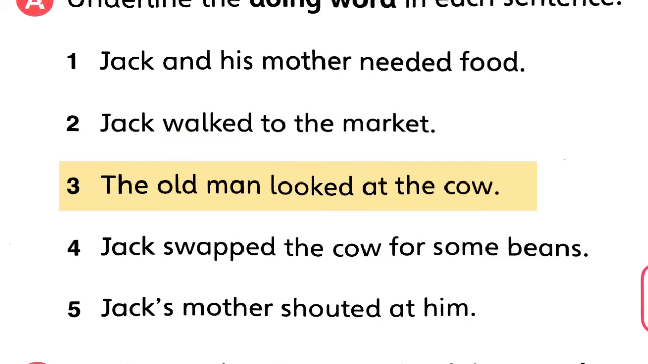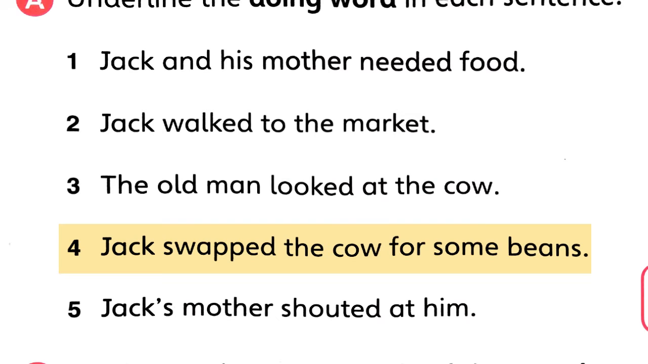Then the third one, the old man looked at the cow. So what is the doing word or the verb here? It is the word looked. So we'll underline the word looked. Then the fourth sentence, Jack swapped the cow for some beans. So what is the doing word here? It's the word swapped, no? So we will underline the word swapped.